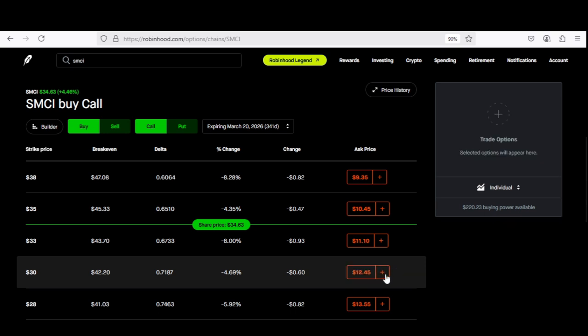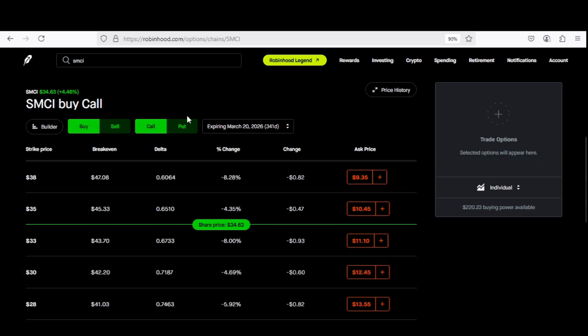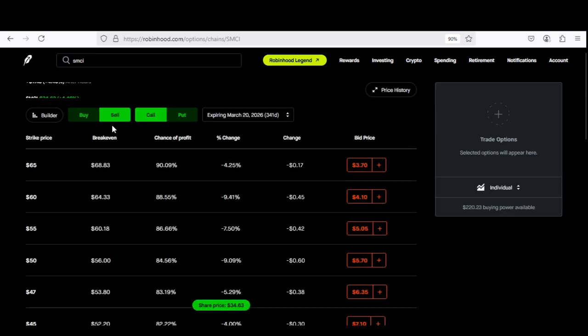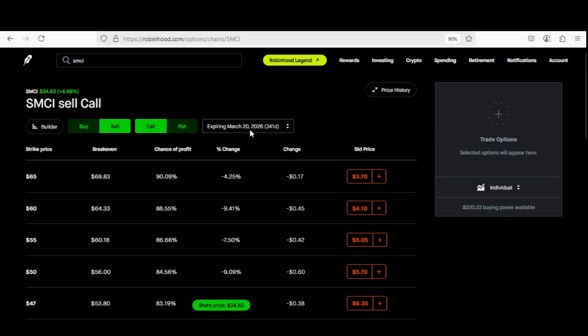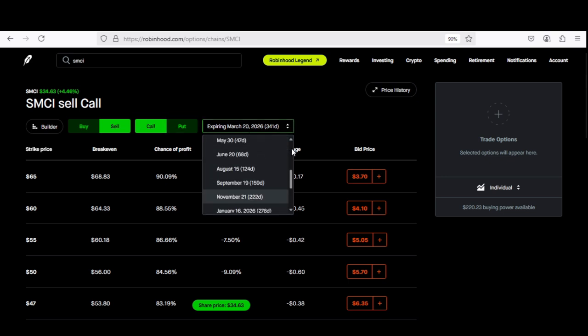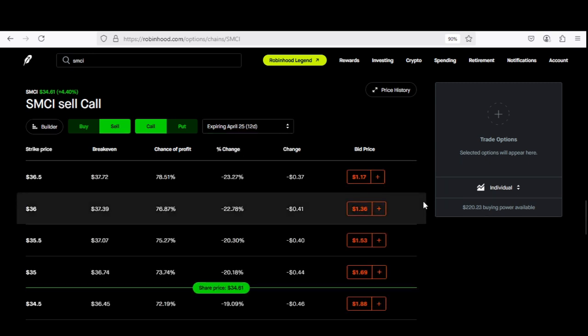Now we're going to use it to make consistent income. And the way I do that is by changing up the option strategy. So we're going to go to sell, we're going to go to call, and now I'm going to choose a strike date. Now this strike date is going to be a lot closer in than my LEAPS option. For these kinds of stocks, I like to do around 2 weeks. So I'm going to go with April 12th. That gives me 12 days to expiration. Let's go ahead and select that.